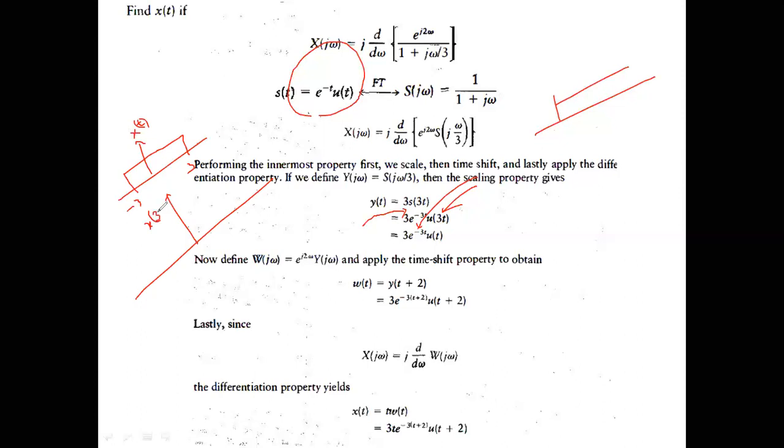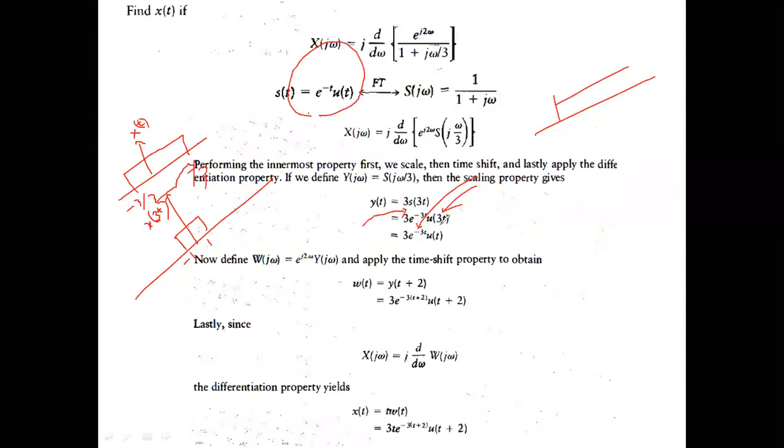X of 3t, a multiplication. So what does it mean? Scaling factor greater than 1. It compresses the signal. Minus 3 divided by 3, plus 3 divided by 3. So this would be from minus 1 to plus 1. The entire signal would have got compressed.